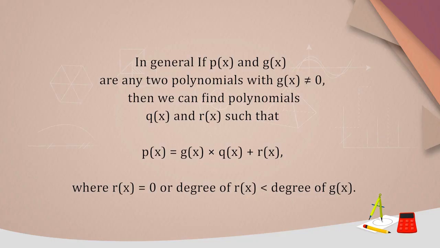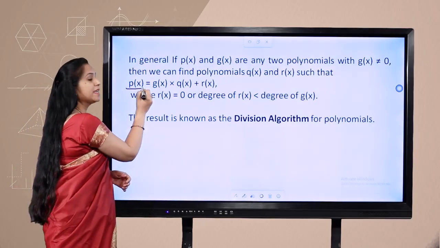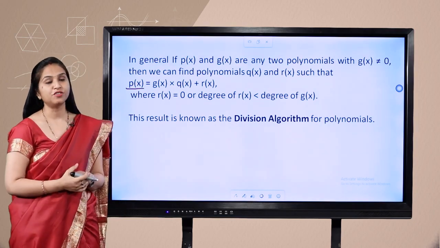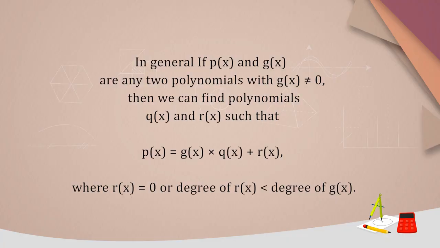So in general, suppose we have two polynomials p(x) and g(x), where g(x) is not equal to 0. On dividing polynomial p(x) by g(x), we get two other polynomials q(x) and r(x), such that p(x) can be written as the product of g(x) into q(x), and to that we add a remainder. Here r(x) is the remainder.